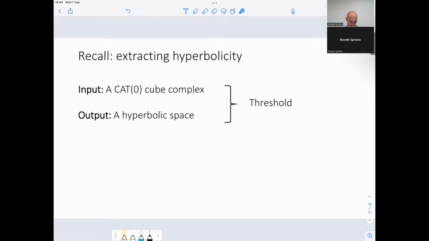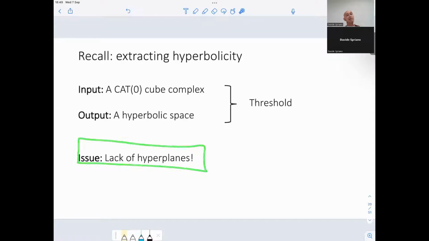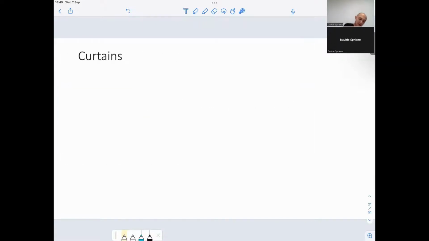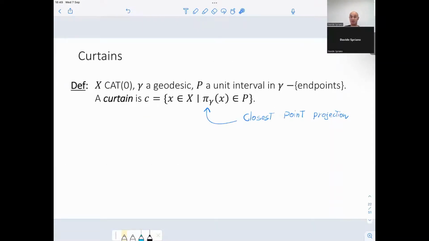However, in order to carry over such a technique, we need something like a hyperplane. And the issue is that in general CAT(0) spaces, we don't have hyperplanes. So let's solve this issue and try to define something that reminds us of a hyperplane. The notion is the notion of a curtain. The definition is as follows.